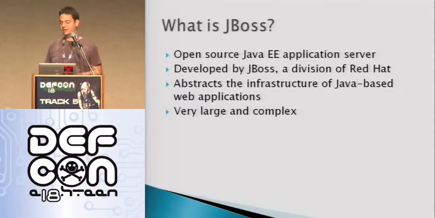And basically what any of these application servers do is abstract the infrastructure so that the developers can focus on just writing business logic. JBoss specifically is really big and complex. There's a lot of stuff in it. You could look at it for a long time and not see everything. And I think that's where some of the issues we're going to talk about come from: there aren't a lot of straightforward ways to do a lot of things.